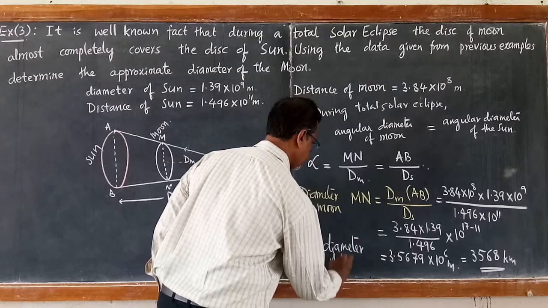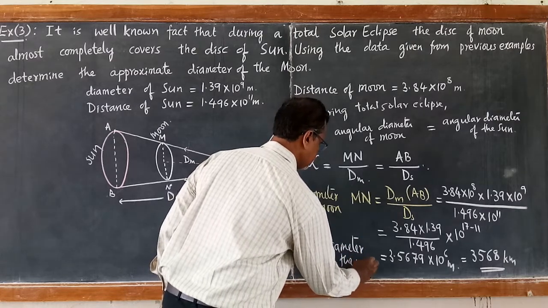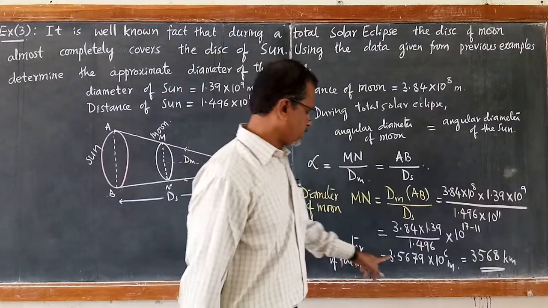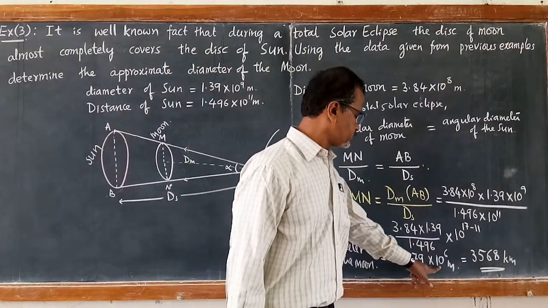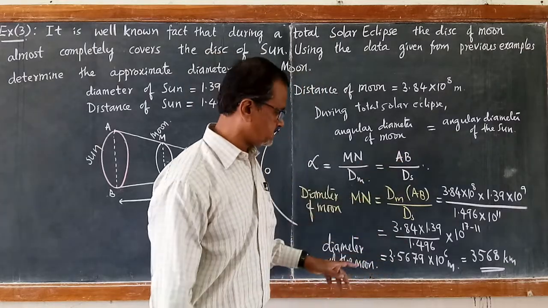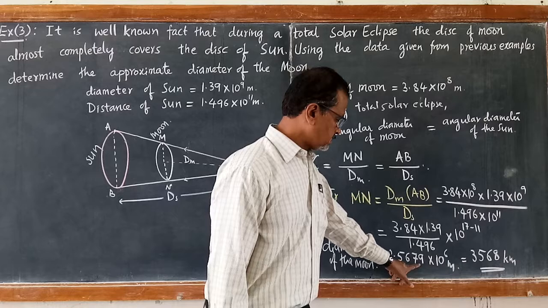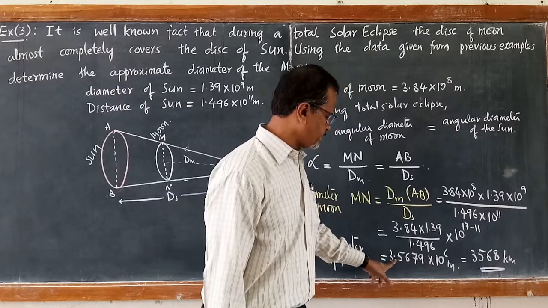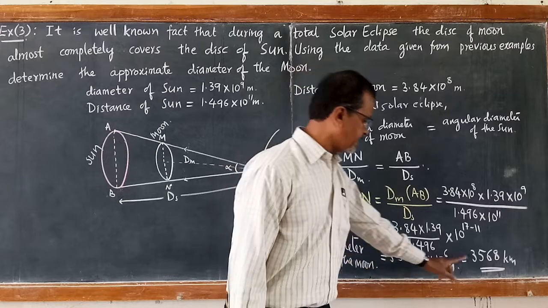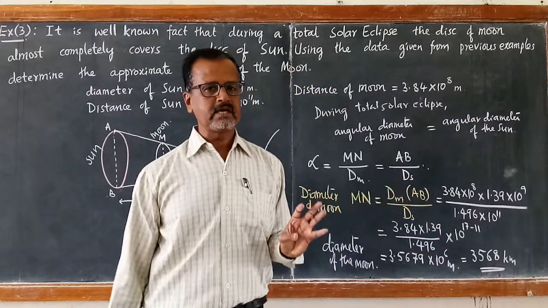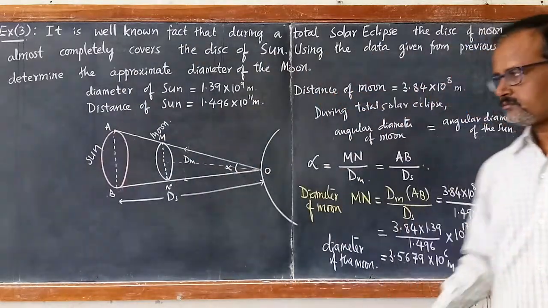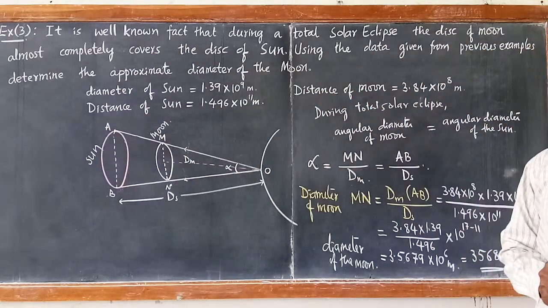Diameter of the moon becomes 3.5679 into 10 raised to 6. After simplification, expressing it in terms of kilometers, I have just rounded it off as 3568 kilometers. This is how one can find out the diameter of the moon using the given data.